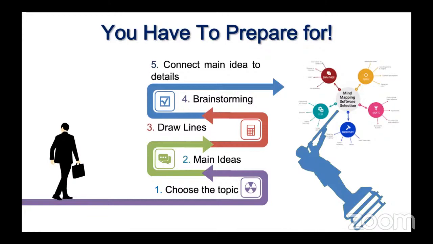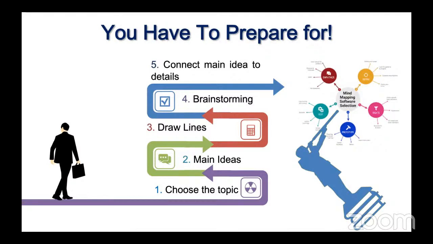In the third phase, you have to draw a line from the mind map topic to each main idea, and then brainstorm supporting details such as ideas, tasks, and questions for each main idea. And in the end, draw lines connecting each main idea to its supporting details. So you have to choose the topic first, and then the main ideas, then connect them with the lines, and then start brainstorming to bring the concept and more details.